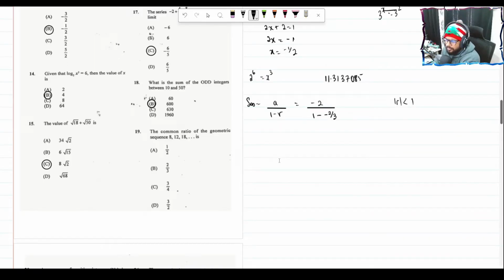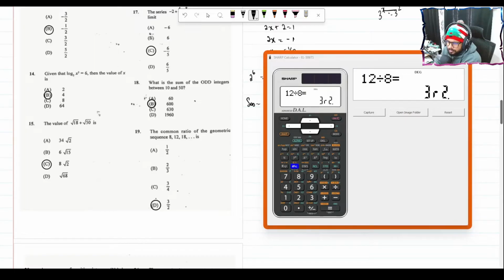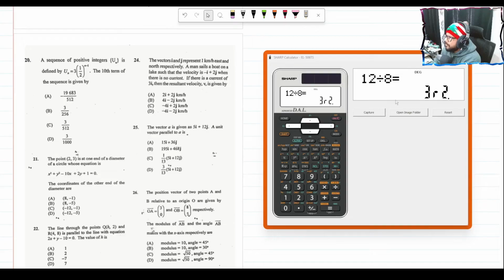The common ratio of the geometric sequence is 12 divided by 8. Just jump on the calculator now. I like to make sure. 12 divided by 8 equals 1.5 or 3/2. Alright, you can't be too safe. Alright.